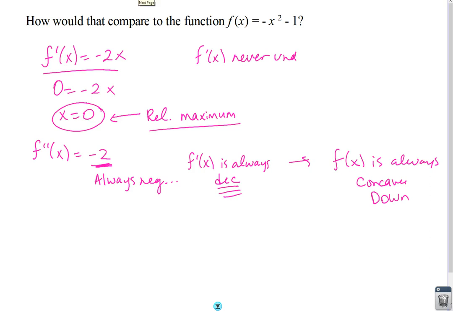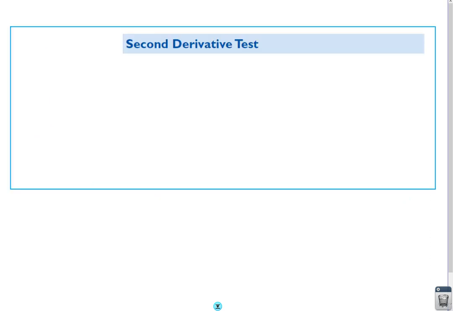If you plug it into your second derivative and you get a negative, that means your graph is concave down, which locates a relative maximum. Okay, I hope this makes sense, but let's put this all together. This is called the second derivative test. Now, in general, the second derivative, just by itself, the non-test, determines concavity. The second derivative test determines relative extrema.